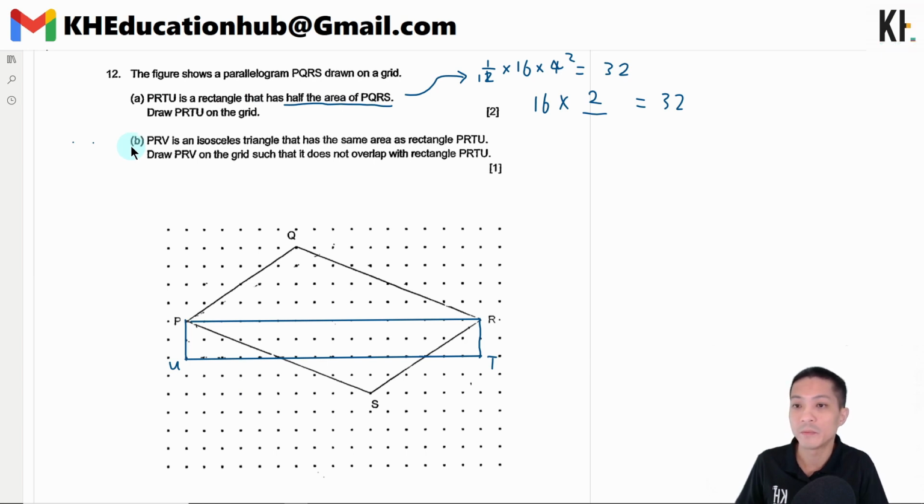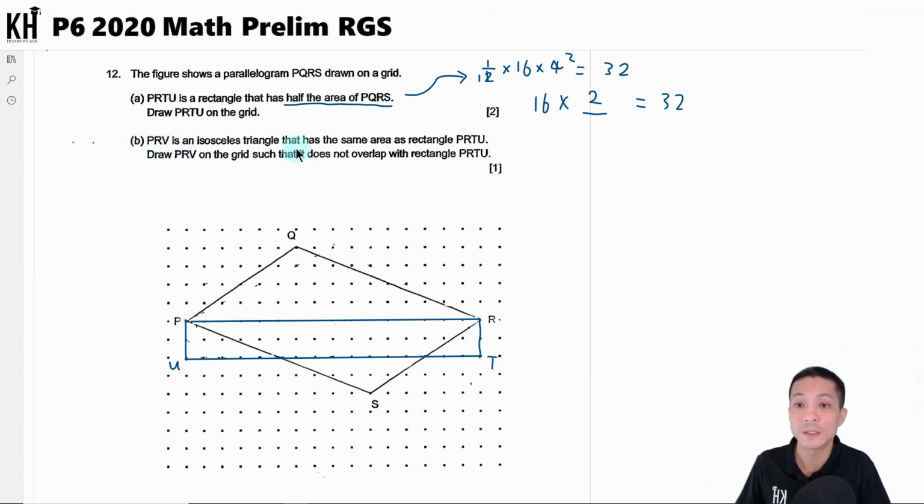For B, PRV is an isosceles triangle that has the same area as rectangle PRTU, which means that it has an area of 32.